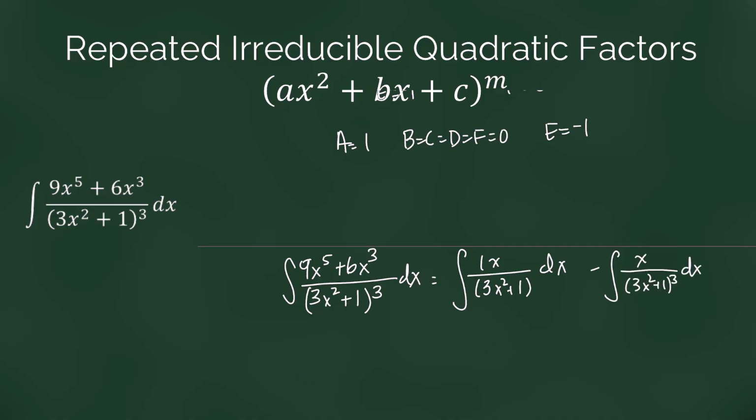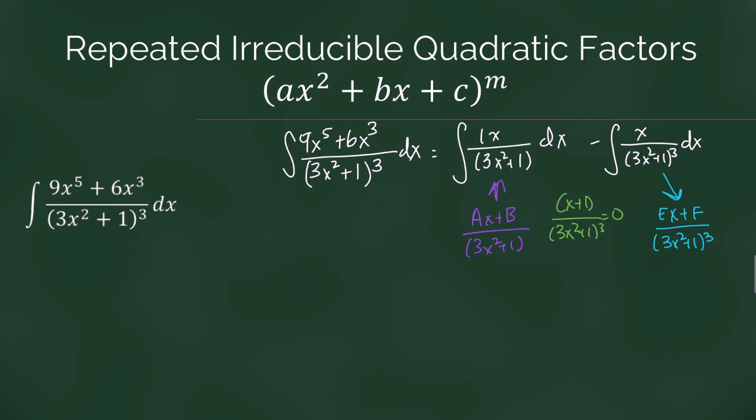So just to reiterate, this came from ax plus b over 3x squared plus 1 to the first, cx plus d over 3x squared plus 1 squared goes away because they're both 0. And then this last one was our ex plus f over 3x squared plus 1 to the third power. All right, so let's look at these integrals now. We can see that the first one we can do with a substitution.